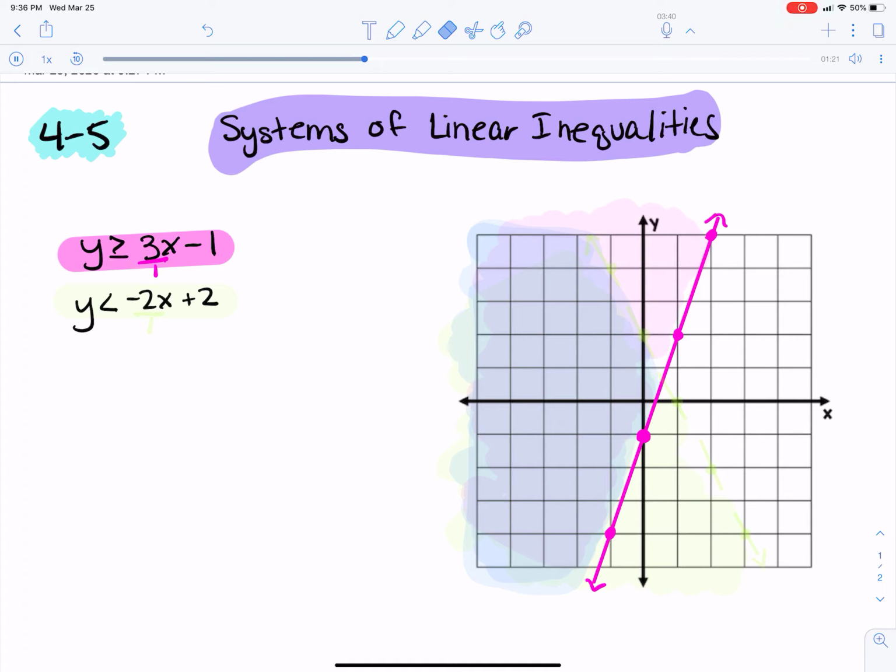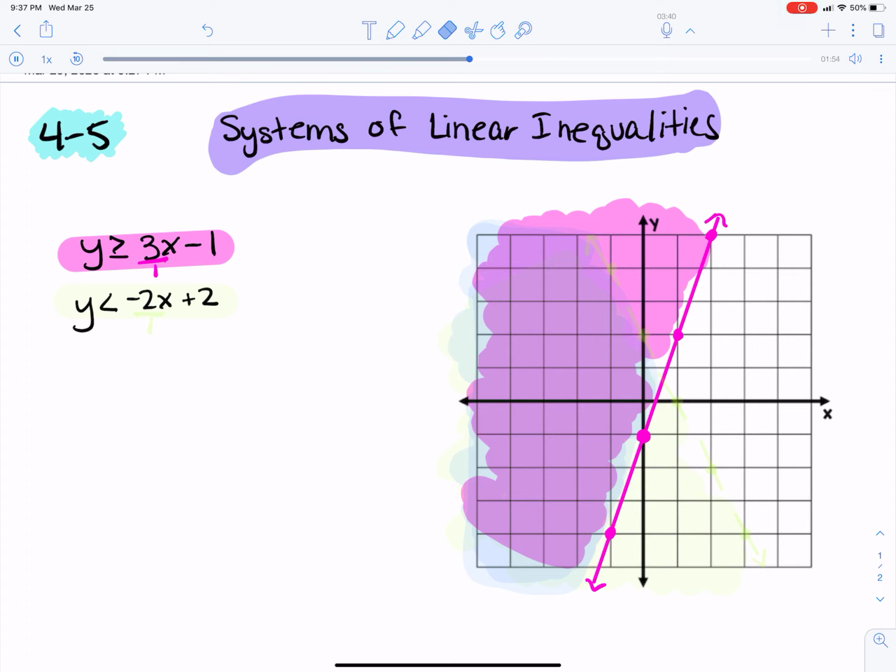Now, I drew a solid line because it's greater than or equal to, so it's including, right? So now we're going to determine where we're shading for this one. So y has to be greater than or equal to. So my y values have to be greater than my line, so they're going to be above where my y is greater. So we're going to shade this whole area up top.